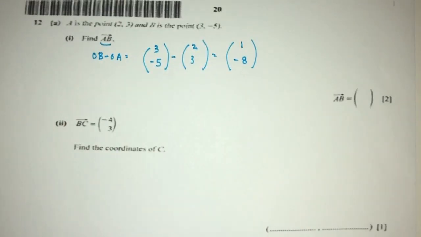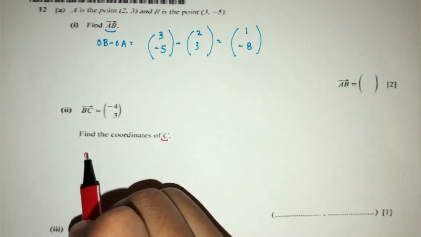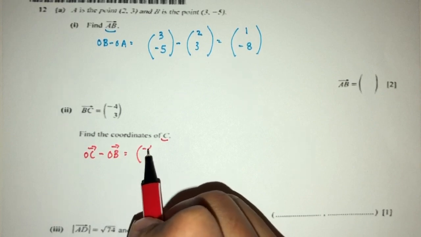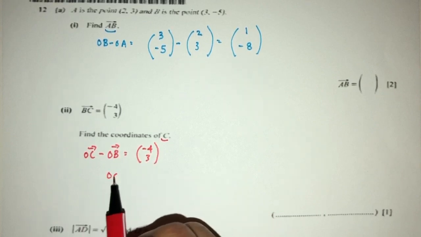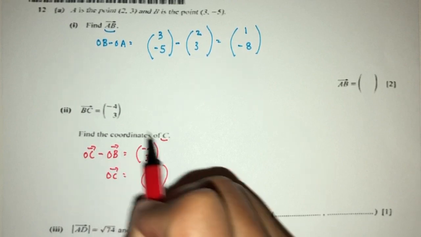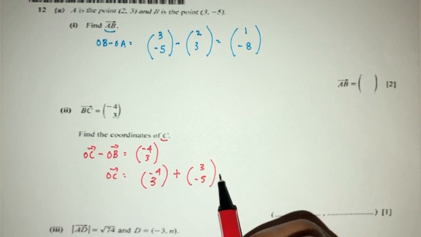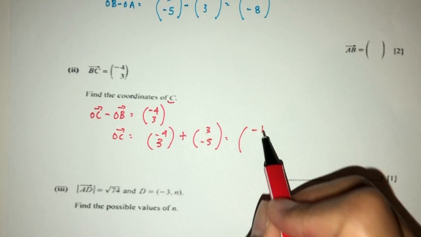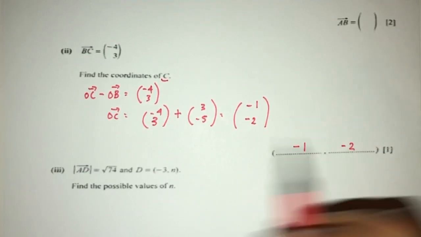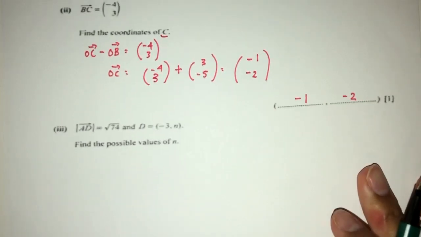Now for part 2, we have BC equal to this. Find the value of C. So pretty easy. BC is defined by OC minus OB. It should give you minus 4, 3. So which means OC would have to be minus 4, 3, plus OB. Send this over here, it becomes plus OB. OB is given to you by the point 3, minus 5. That should be minus 1, and that should be minus 2. So these are the coordinates of your point C: minus 1, minus 2.